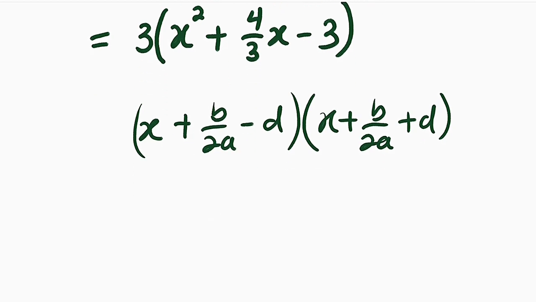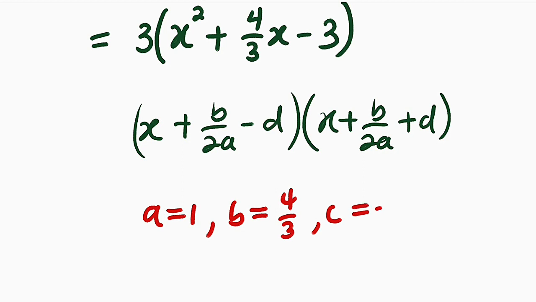Let me bring down my data. a is the leading coefficient, which we have here as 1. Then b is the coefficient of x, which is 4/3. Then c, which is the constant, is −3. So we can plug a and b here and here.